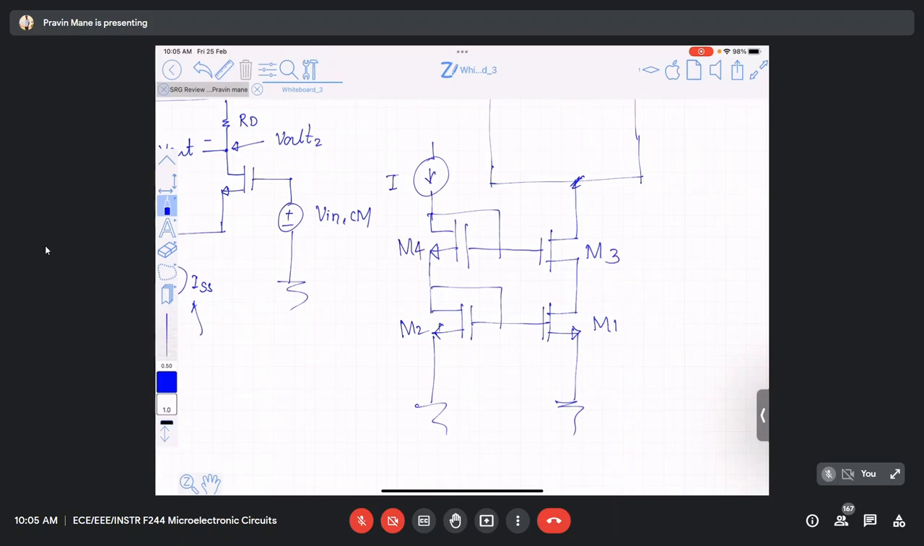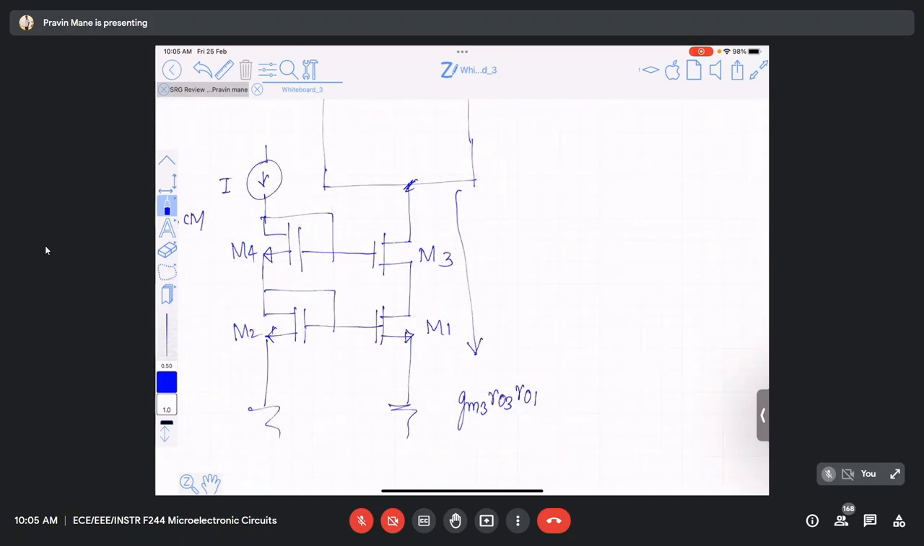Can you tell me what is the resistance now between this point and the ground in this direction? RO3, RO1. This is the approximate value. But what was the previous value in the previous case when only a single transistor was there? Only R03, or R0. Now you can see, say R0 is 10K. What is the value of gm? Can you tell me what is the range of gm?